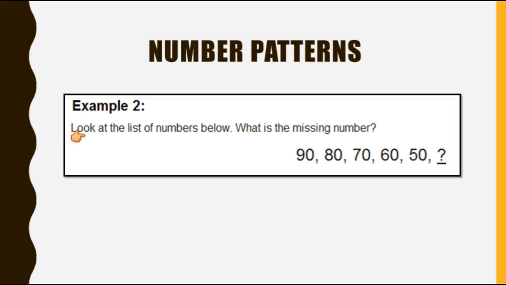Let's look at example 2. Okay, now you can see that the numbers are decreasing. So this is decreasing, so we're either going to be dividing something or subtracting something. And it goes 90, 80, 70, 60, 50. So you can see that they are subtracting 10 each time. 90 minus 10 is 80. 80 minus 10 is 70. So minus 10 is the rule. So 50 minus 10, the next number in the pattern, is 40.